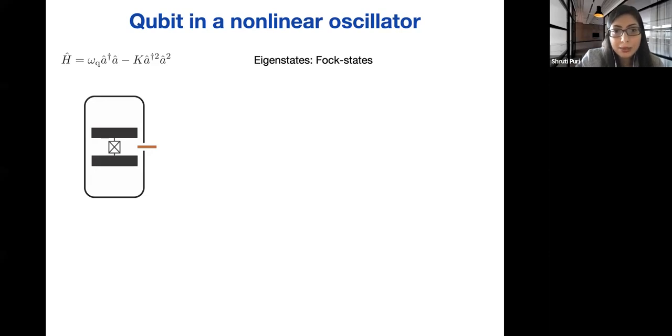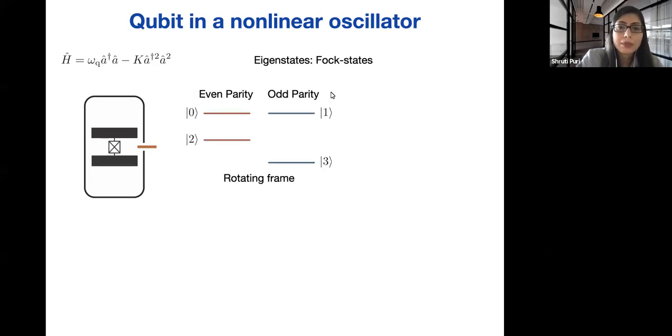The eigenstates of this Hamiltonian are actually the Fock states. I'm showing the eigenstates in the rotating frame, so I go to a frame where this first term disappears. In this rotating frame, Fock state 0 and Fock state 1 are the degenerate eigenstates. And then you have Fock state 2 and Fock state 3 and more of them. They have lower energy compared to Fock state 0 and Fock state 1. This might seem weird to you, but it is just a feature of the fact that I'm in the rotating frame. That's all. There's nothing wrong about it.